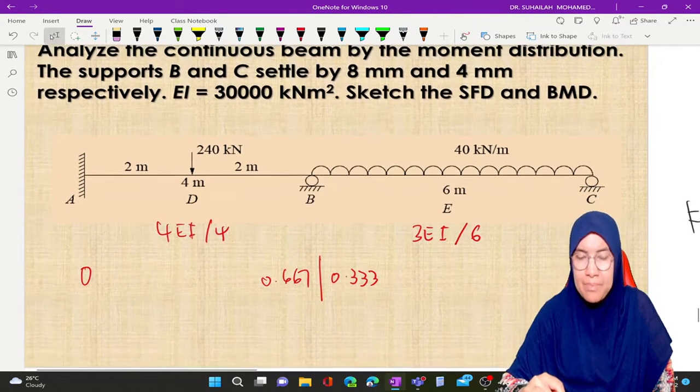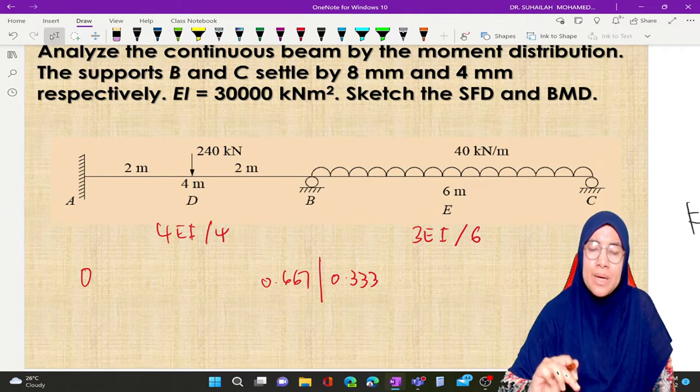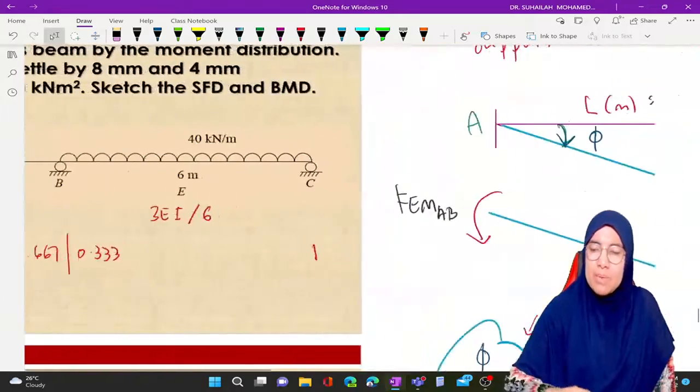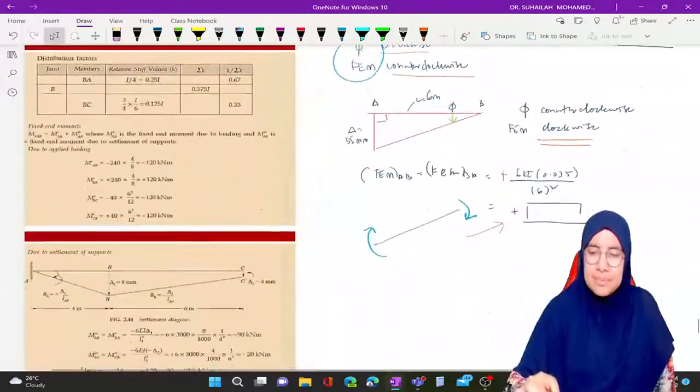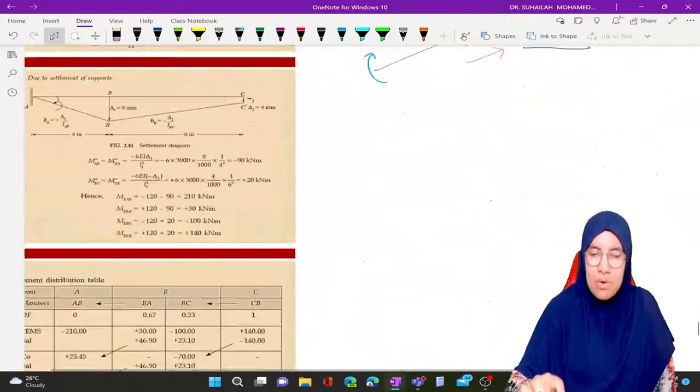Okay, so we will calculate FEM. FEM for member AB. It is 240 and 4.